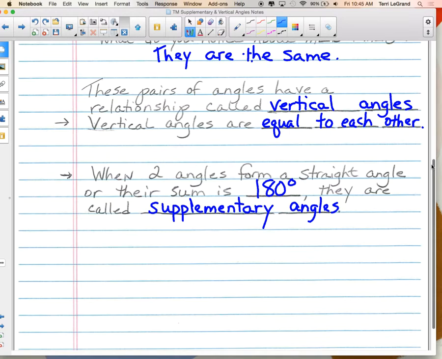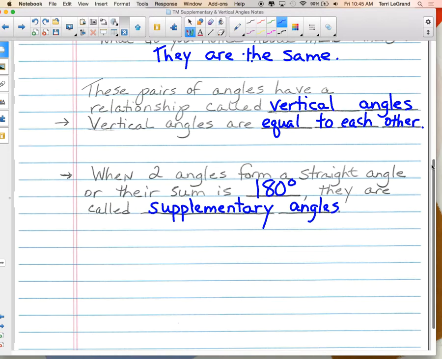Okay, so this is the important thing for us today. We have to be able to recognize these relationships. When do we have vertical angle relationships? And when do we have supplementary angle relationships? Because in your homework, you're going to be finding a bunch of missing angle measures. Questions, anyone?